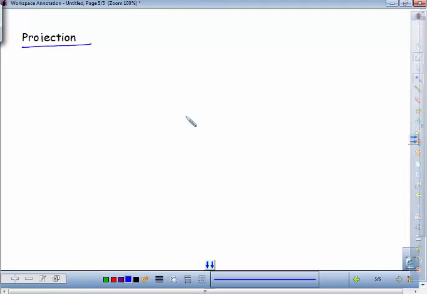Let's start by looking at a couple of vectors. And let's put them in this scenario again, tail to tail. And let's say we have vector A and then B. And we may be interested in the shadow. So imagine shining a light up on top and casting a shadow down below.